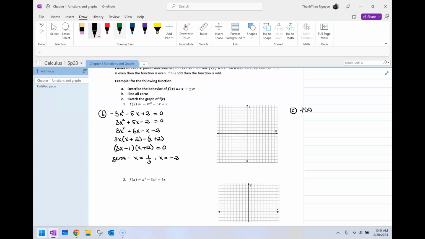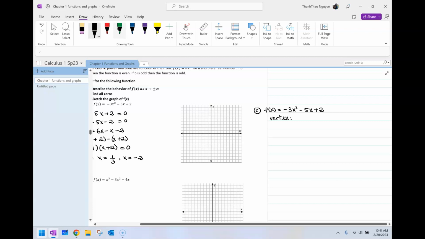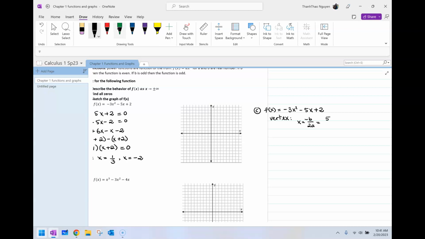f of x equals negative 3x squared minus 5x plus 2, and we have a parabola here. We first need to find the vertex. So what do we have for the vertex? x equals negative b over 2a. That is 5 over 6. And we can calculate the value of f of x.